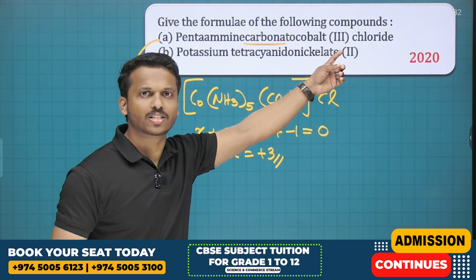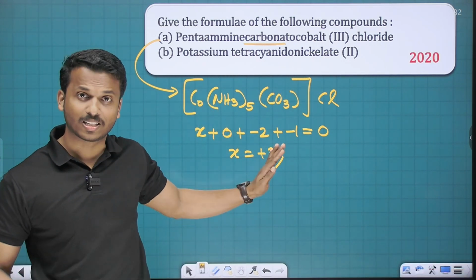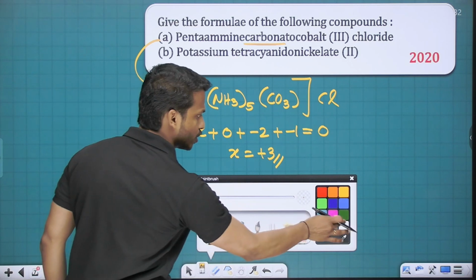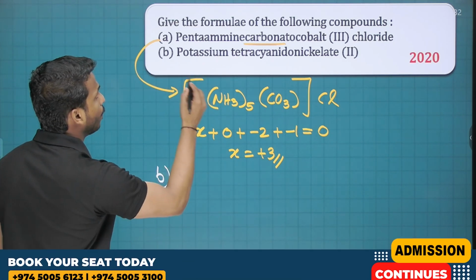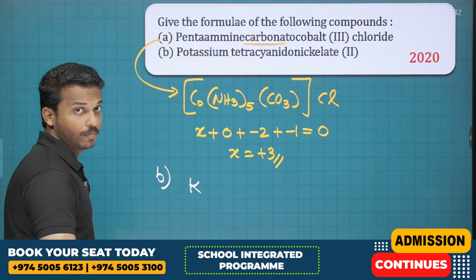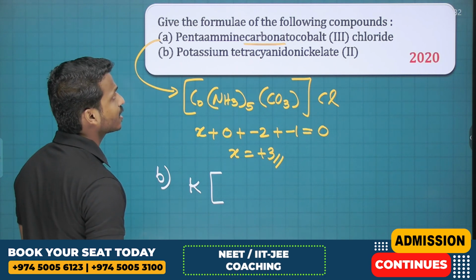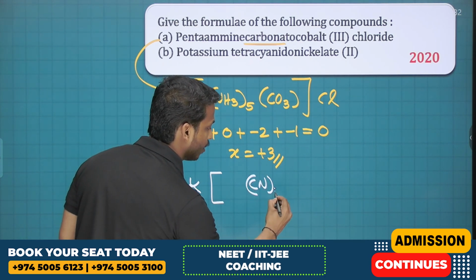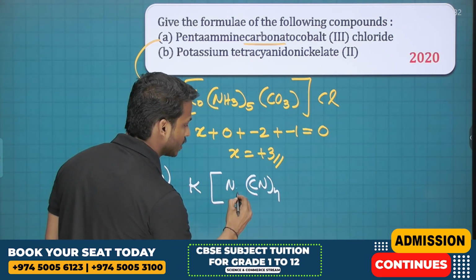Yes, we already need +3, so no need to make any adjustment. Here itself, it's correct. Second question, B. B is given potassium. So what is potassium? K. Then tetracyanide. What is tetracyanide? CN 4 times. Nickelate. What is nickel?